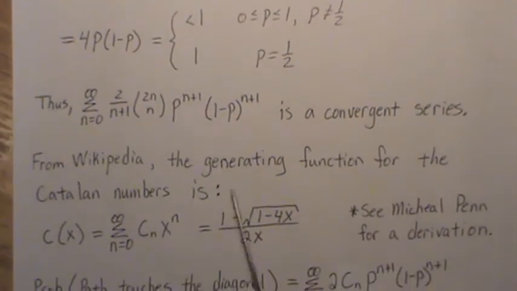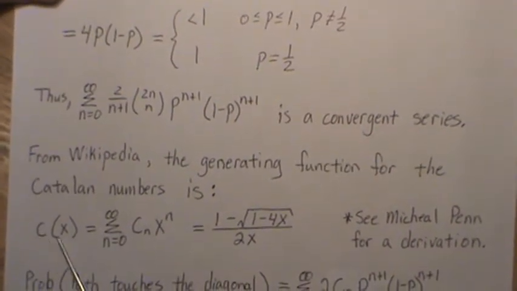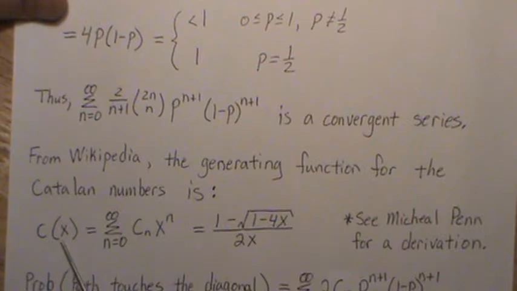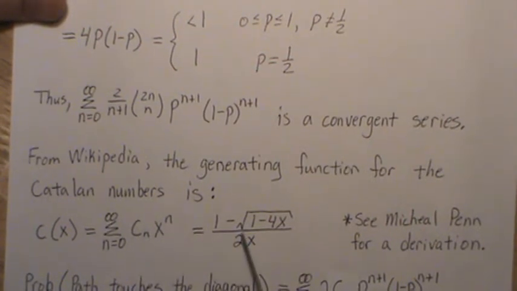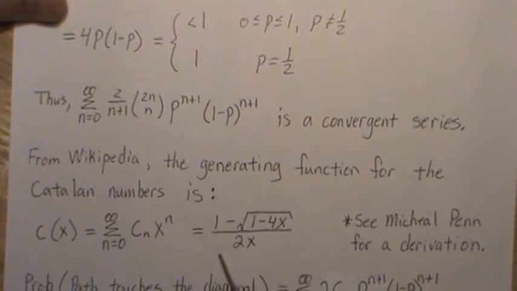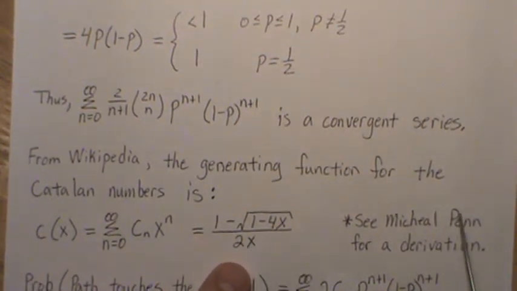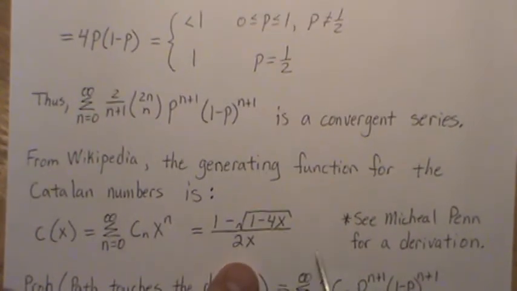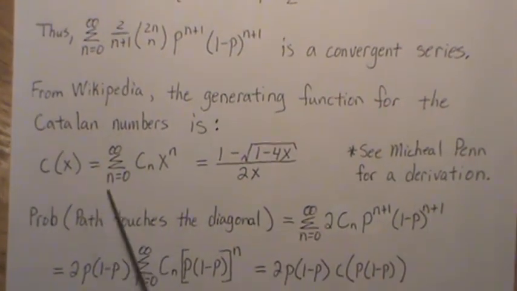Now from Wikipedia, the generating function for the Catalan number is this. So it's a polynomial with the Catalan numbers as the coefficients. And it has a closed form expression as this. And you can find that on Wikipedia. But I also recommend a video by Michael Penn for deriving this. It's quite fascinating, by the way. But we're going to make use of this.